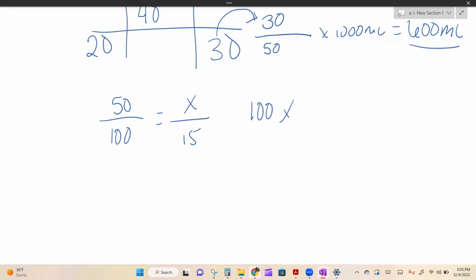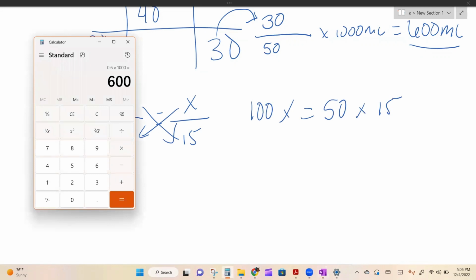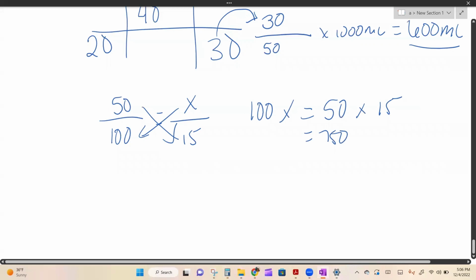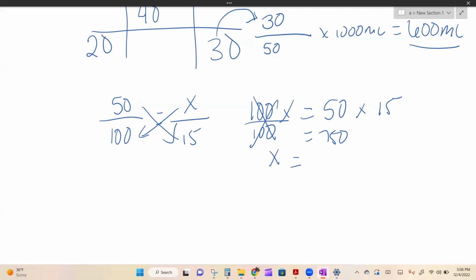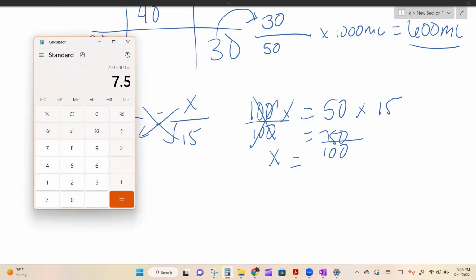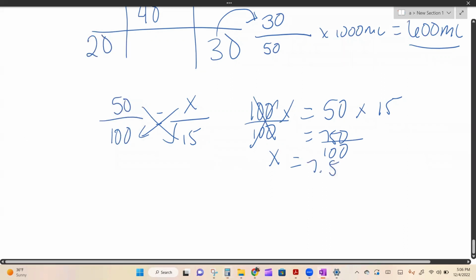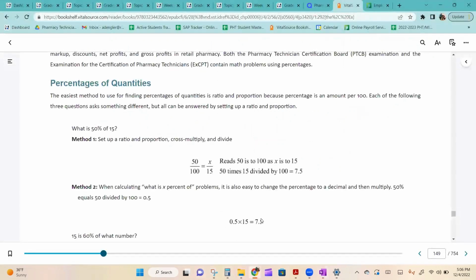So then we would do 100X, because remember, we're going directly across, is equal to 50 times 15. 50 times 15 is 750. We want to get X alone, so we're going to divide this by 100. And now we have to do the same to the 750 on the other side. So the answer is 7.5. So what is 50% of 15? 7.5.